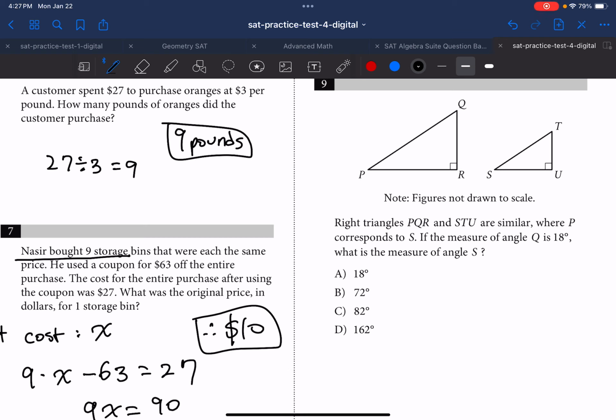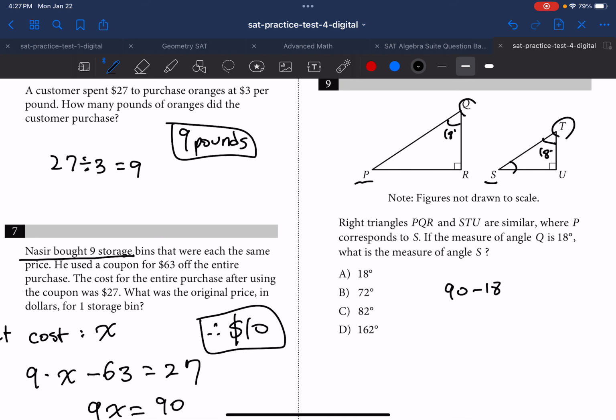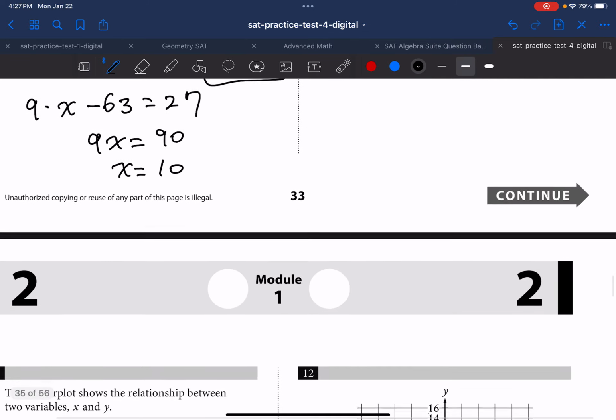There are similar triangles, so P and S are similar, Q and T are like the same values. So if Q is 18 degrees, T is 18 degrees. So S would be 90 minus 18, which is equal to 72. So B.